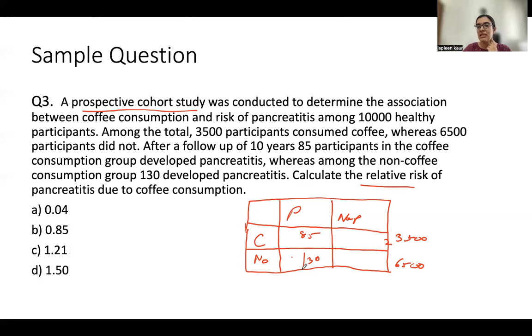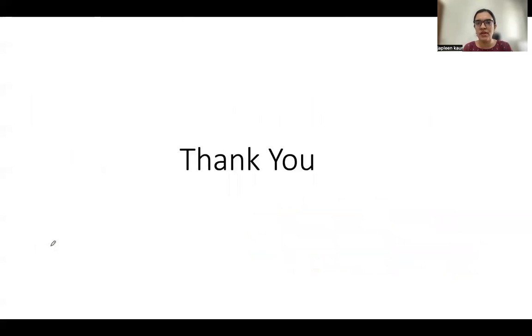So the relative risk is basically the incidence of disease out of those who were consuming coffee, that is, exposed. So 85 divided by 3500 is the incidence among exposed, and the incidence of the disease among those that were not exposed is 130 divided by 6500. If you calculate it, you will get the answer as 1.21, right?